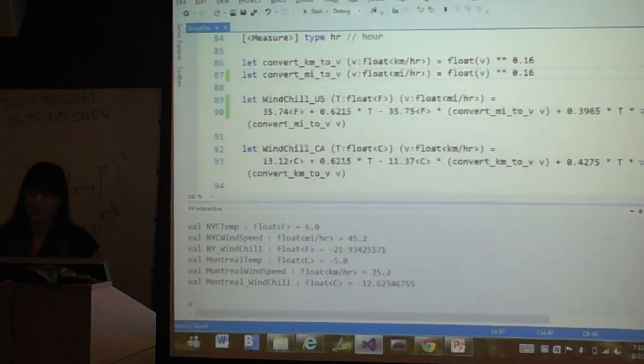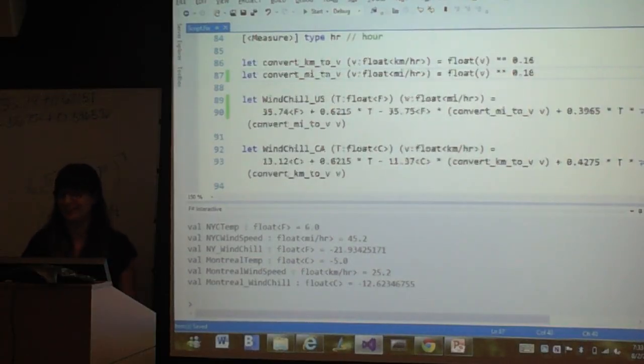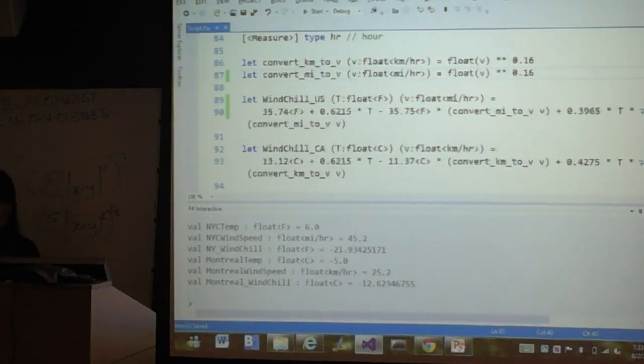But that means that you don't have like 30 extra lines of brackets and semicolons laying around that you don't actually need. So does this make sense to everyone? The units of measure is awesome.